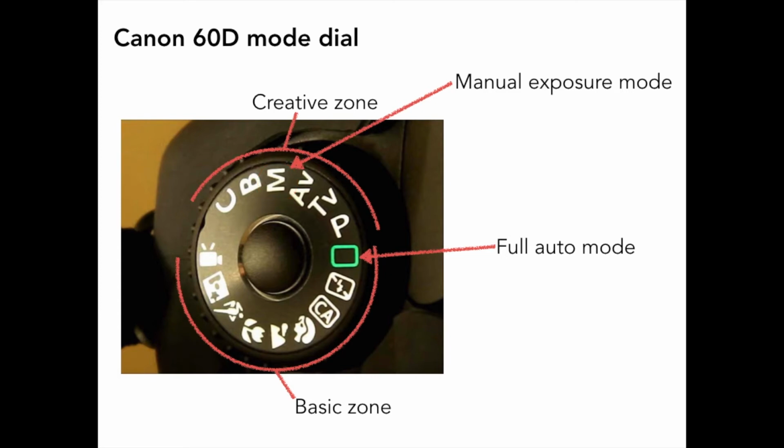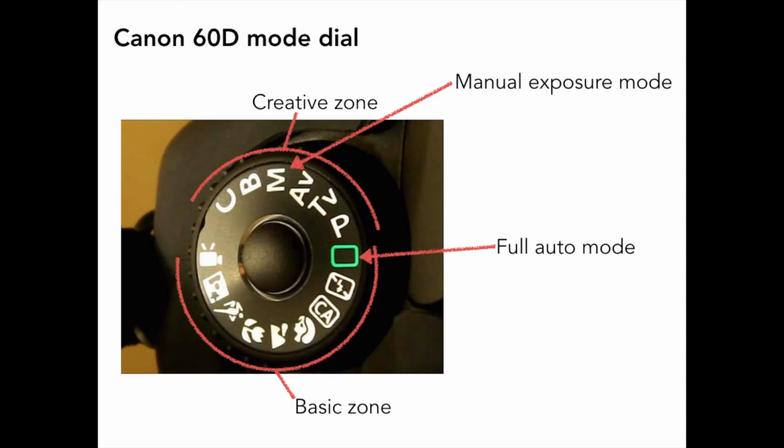Down at the bottom, you'll see the basic zone and full auto mode. When you're using modes in the basic zone, the camera is making some decisions for you. The camera is doing a lot of the work for you, but you're also losing a lot of control. You may not be able to determine exactly how an image looks, and that's what manual exposure mode lets you do.